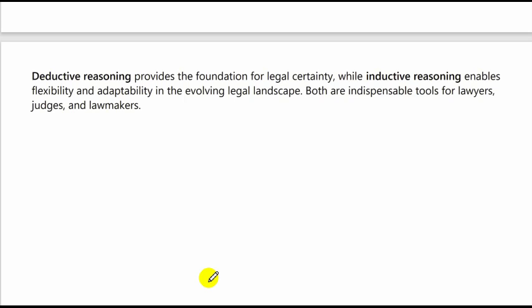So we end this topic here for first year BA LLB most likely questions that can appear in our exams.